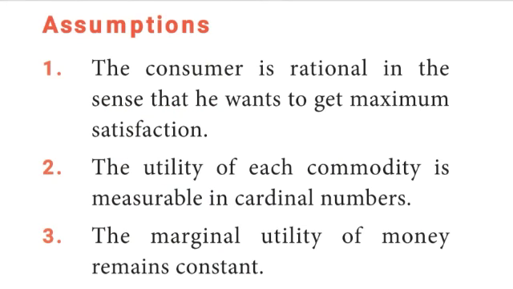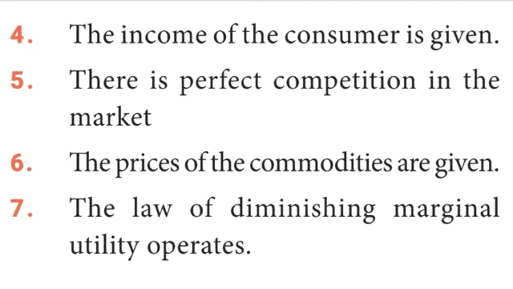Assumptions. First, the consumer is rational in the sense that he wants to get maximum satisfaction. Second, the utility of each commodity is measurable in cardinal numbers. Third, the marginal utility of money remains constant. Fourth, the income of the consumer is given. Fifth, there is perfect competition in the market. Sixth, the prices of the commodities are given. Seventh, the law of diminishing marginal utility operates.